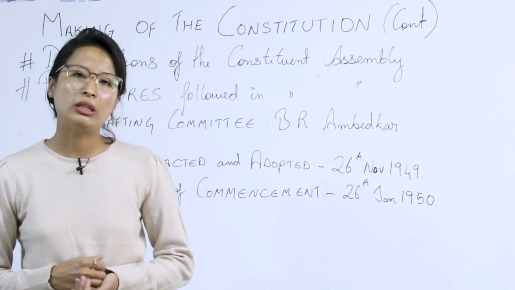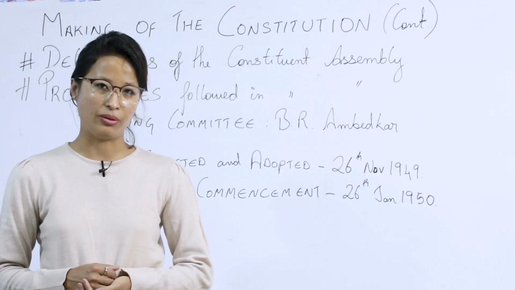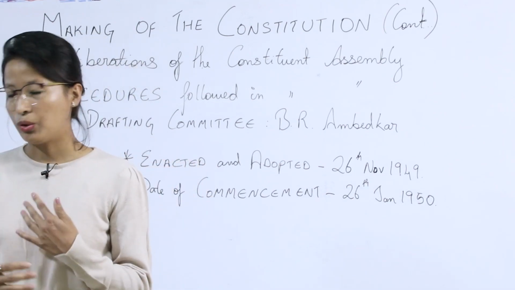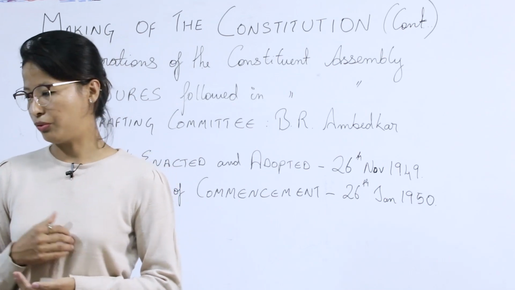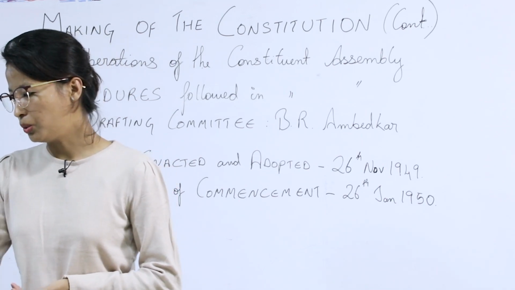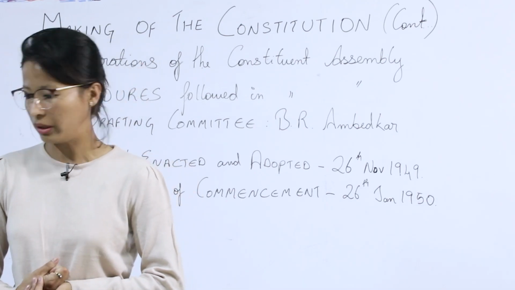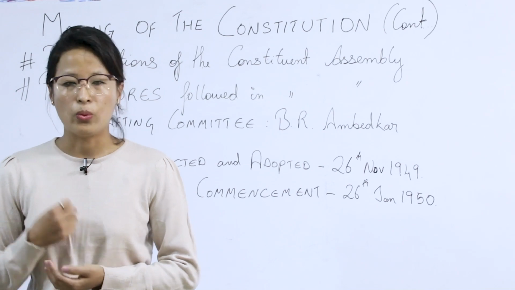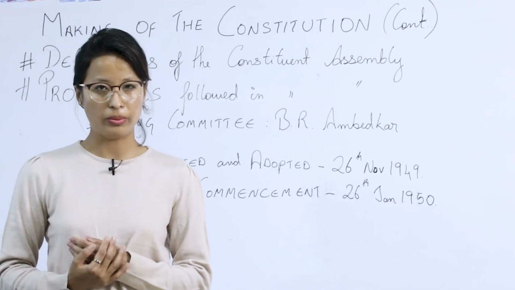The Drafting Committee is the most important committee of all the 8 major committees. The chairman is B.R. Ambedkar. Looking at the historical background of B.R. Ambedkar, he got his education from Bombay and went on to higher studies at Columbia University in New York. B.R. Ambedkar was a very gifted person. With his high intellect, he was chosen as the chairman of the Drafting Committee.